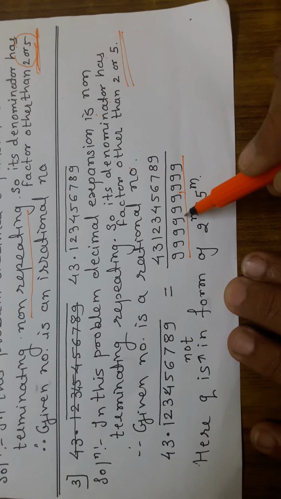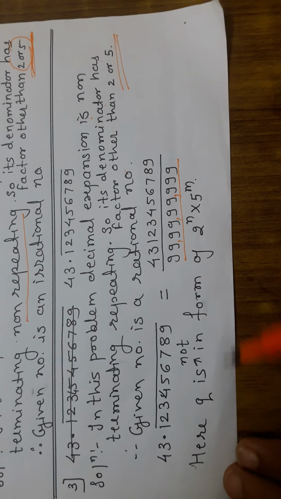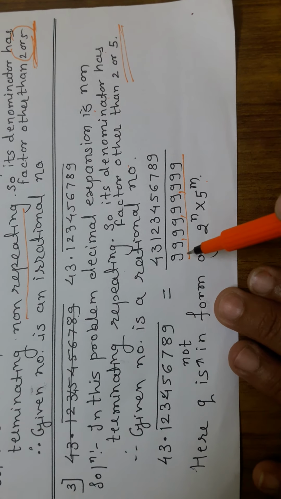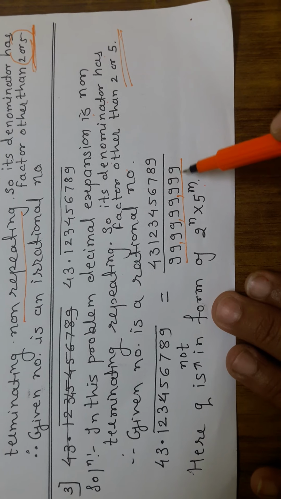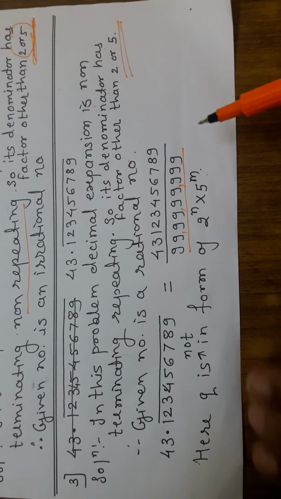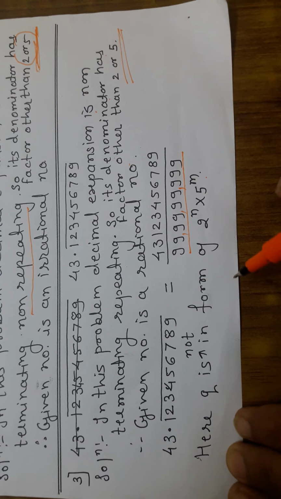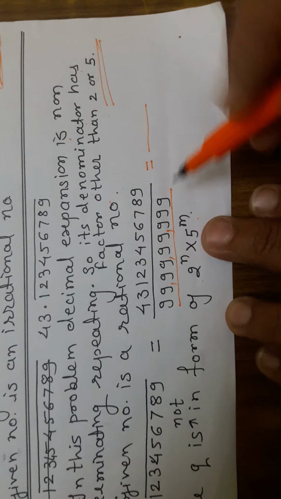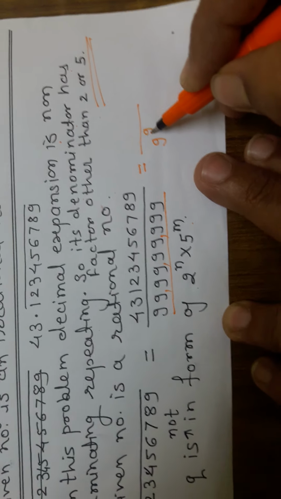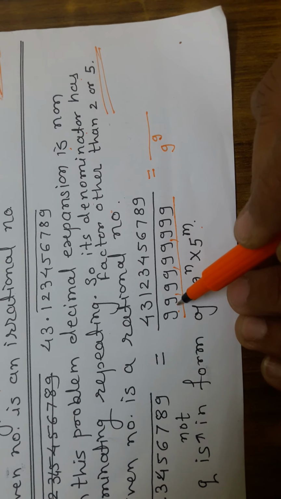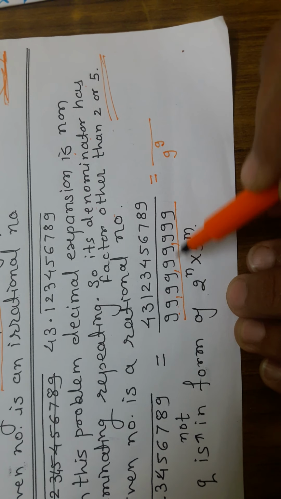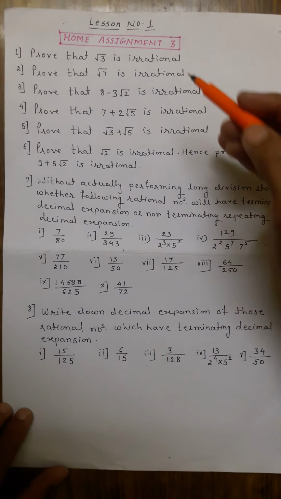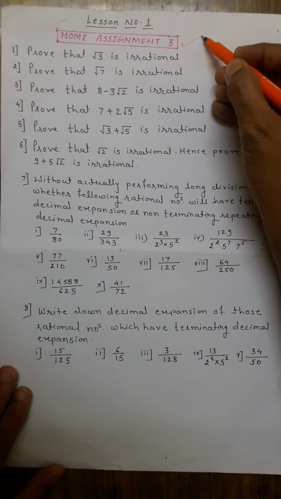If we read this, we are going to get q is not in the form of 2 raised to the power n into 5 raised to the power m. It will be 999, that is 9 times. That's why here q is not in the form of 2 raised to the power n into 5 raised to the power m. This number can't be written as 9 raised to the power 9. This number's denominator is 99 crore, 99 lakh, 99,999. It is assignment 3 of lesson number 1.